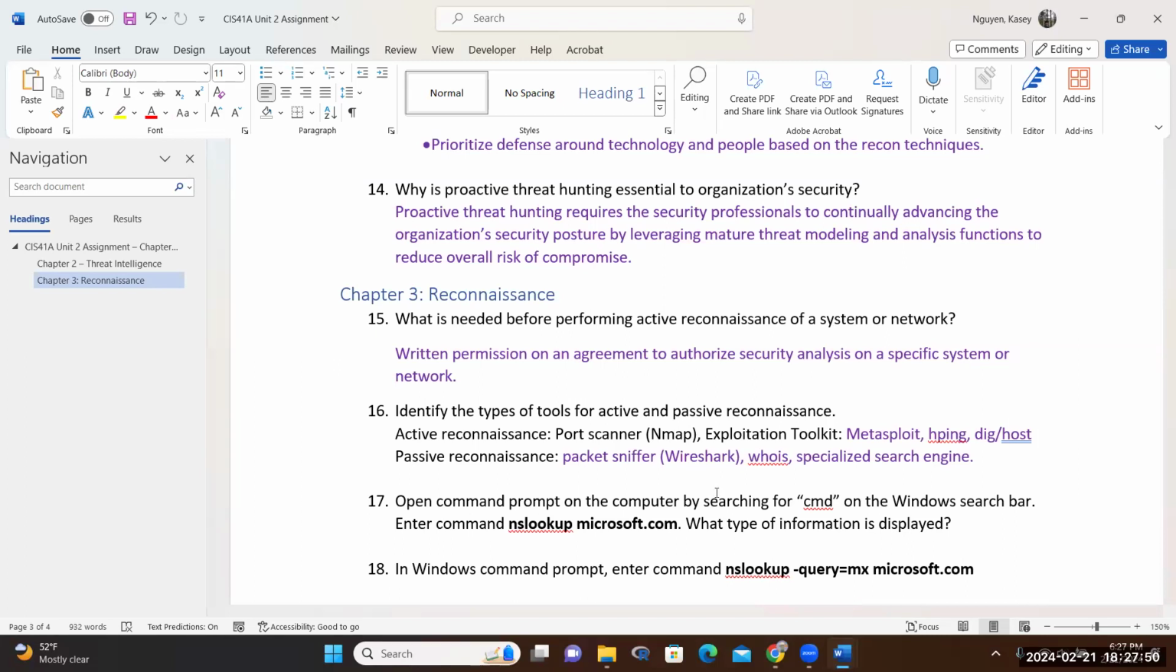Right? So you can use whois, and then you can use specialized search engines, and some of you know that Shodan is the one that we prefer to use for IoT and systems that are connected. But there are other search engines. So in the next part, I'll do this with you.